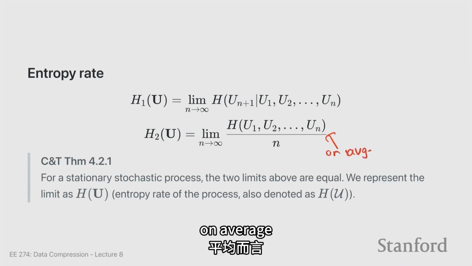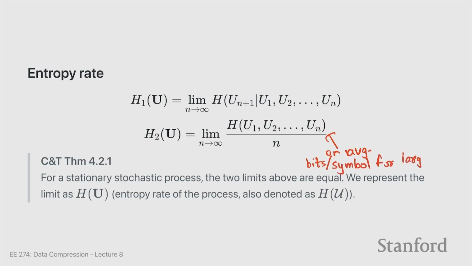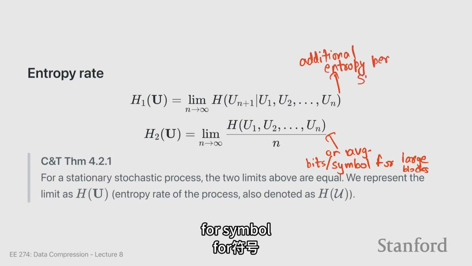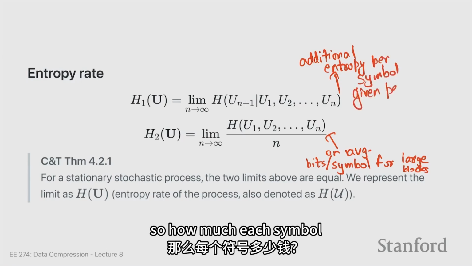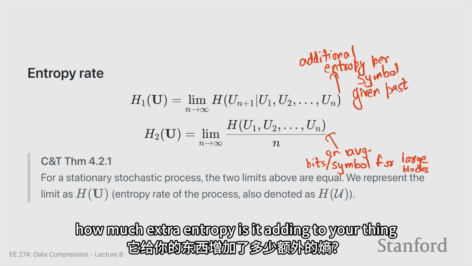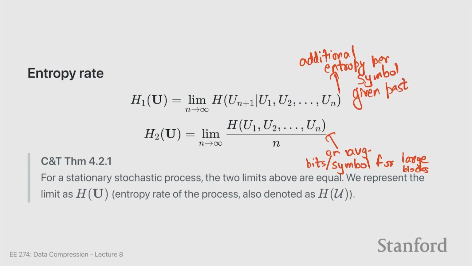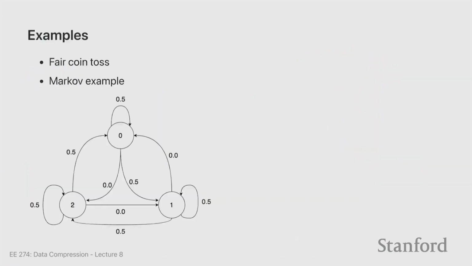So this is, on average, bits per symbol for large blocks, right? And this one is additional entropy per symbol given the past, right? So how much extra entropy is each symbol adding? And we'll look at a couple of examples in a minute. Okay, I guess we'll look at the examples.